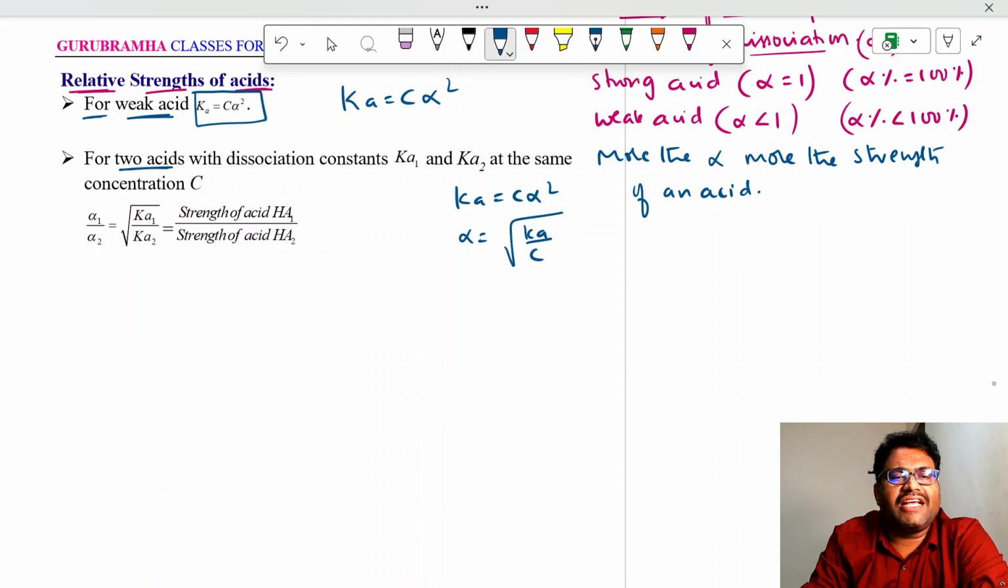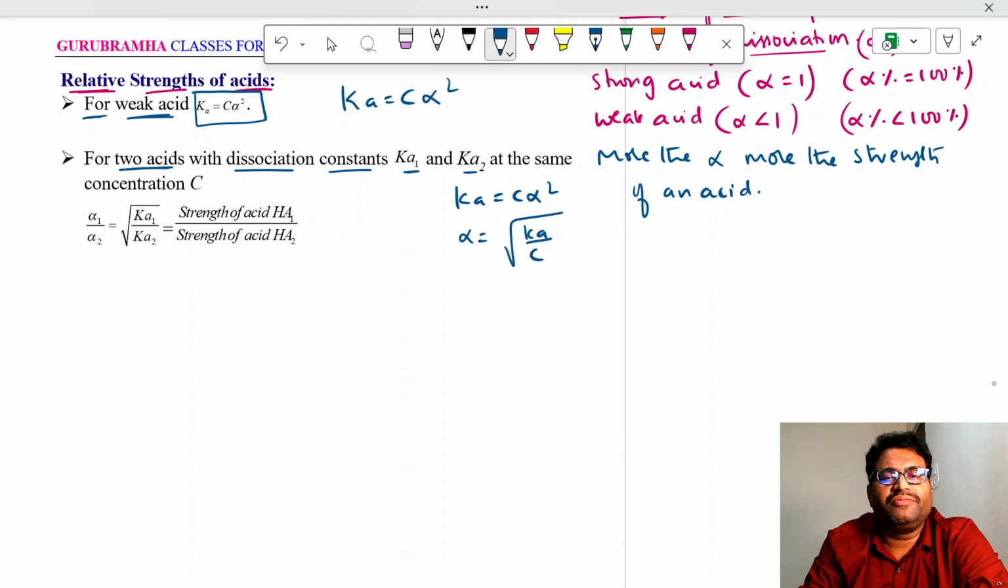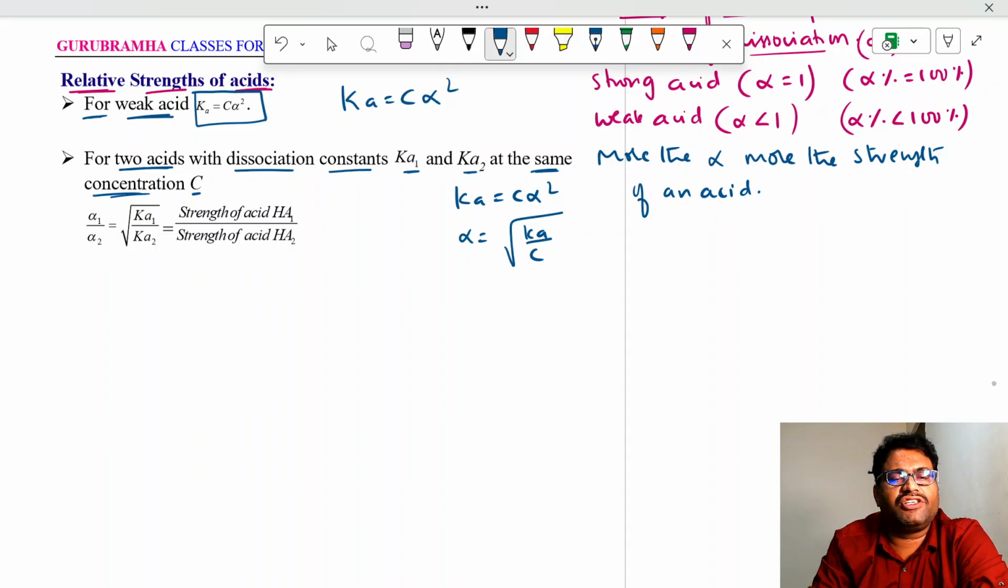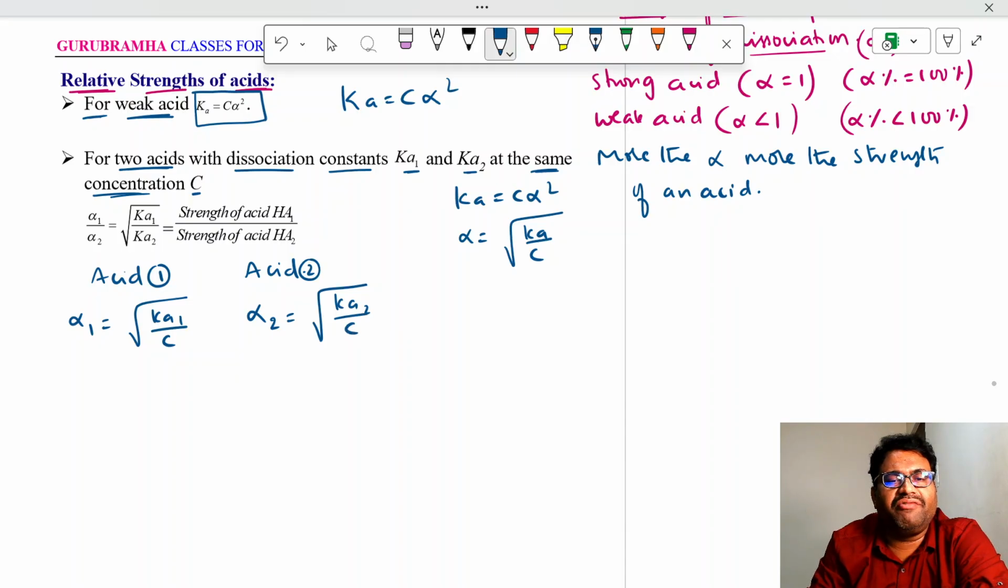For two acids with dissociation constants Ka1 and Ka2 at the same concentration C, let this be acid 1 and this be acid 2. For acid 1, alpha 1 is equal to root Ka1 by C. Alpha 2 is equal to root Ka2 by C. Why did we take both C? Because it is given same concentration. Both have the same concentration.